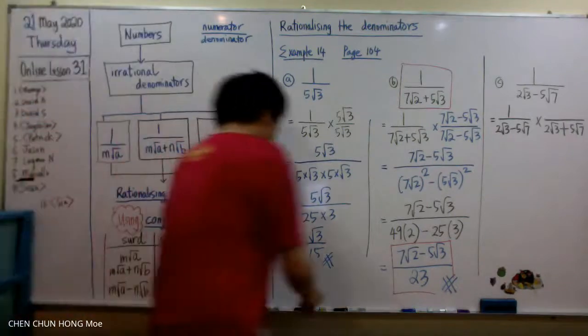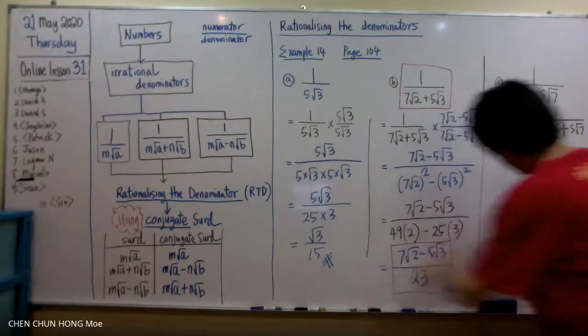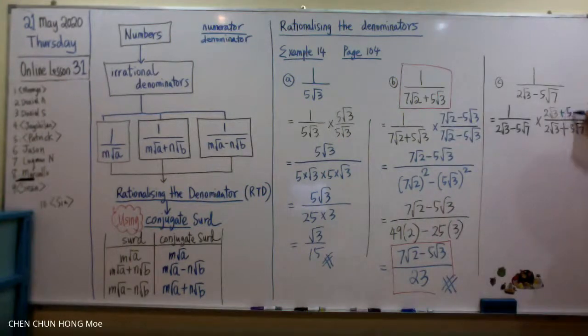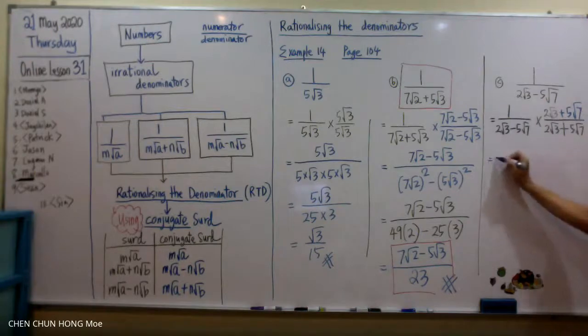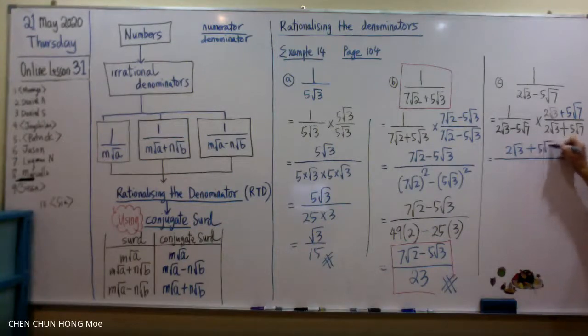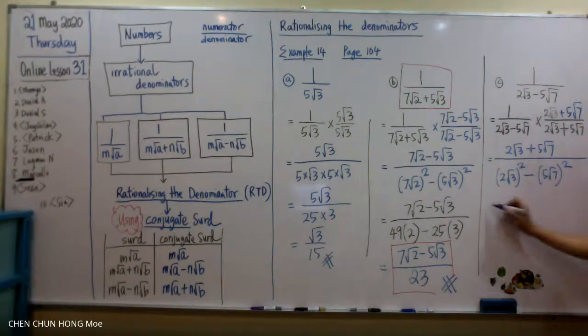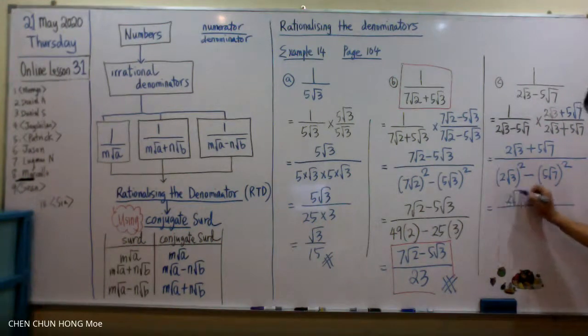So this is not the end, actually, it's just the beginning of your journey if you are going to do mathematics in future. 2√3 plus 5√7. Same thing here. I think we are done more or less. With the numerator, we can leave it, because it's 1. Now you need to remember this is A plus B, A minus B. Therefore I can write this as (2√3) squared minus (5√7) squared. So this is A squared minus B squared.